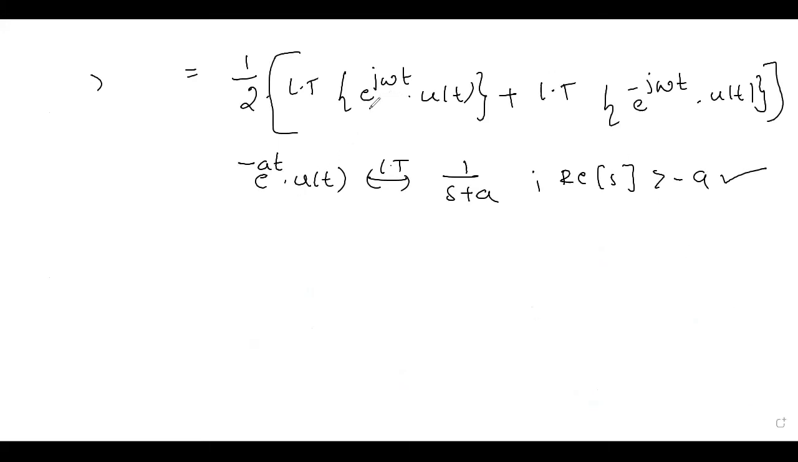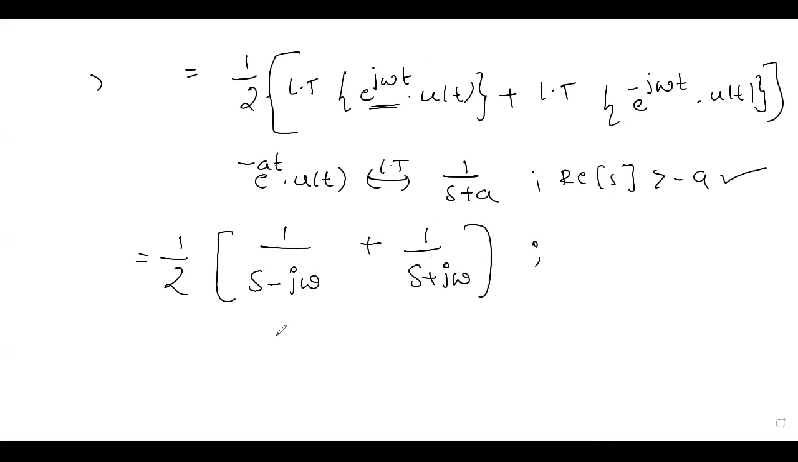Now use this in the first exponent. In place of a, j omega is there, so let us apply this. 1 by 2 into, now what is the Laplace transform of this? 1 by s plus a. Here we have minus of minus j omega t, so in place of a, minus j omega is there, and we get s minus j omega. Plus, what about here? S plus j omega.